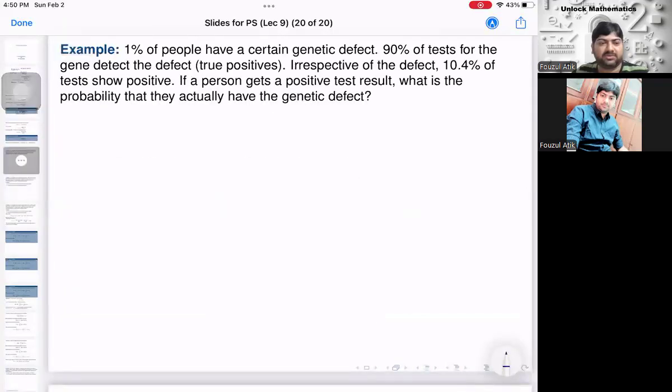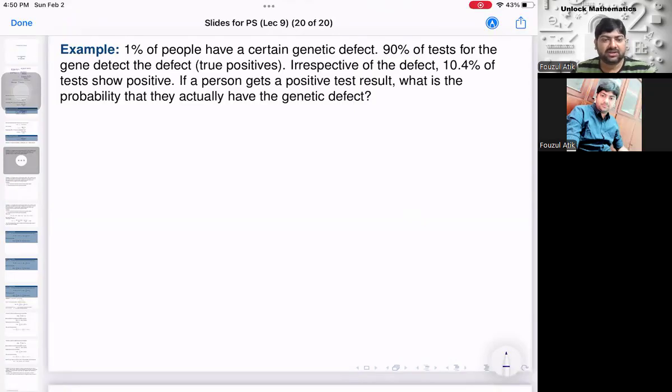Now look at this problem. 1% of people have a certain genetic defect, right? 90% of tests for the gene detect the defect, true positive. So 90% of tests will detect that the person has the genetic defect and show that it is a positive one. And irrespective of the defect, 10.4% of tests show positive.